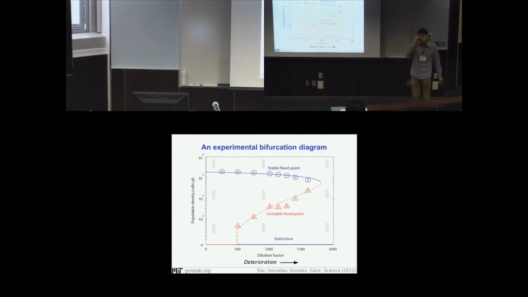When you say population density, do you mean the final population? Yeah, so everything that's plotted is the population size at the end of the day. So you can then calculate, for example, the population size at the beginning of the day if you want. The beginning of each day, we start with the same amount of sucrose.